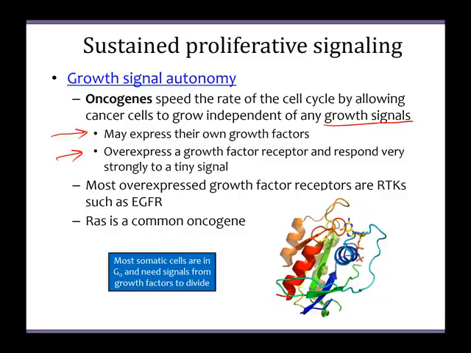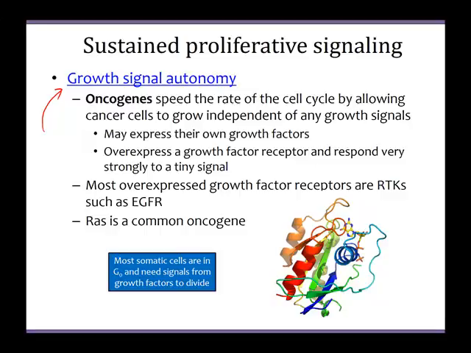Because of this, cancer cells do not need any external signal to keep growing. So we often say that they have growth signal autonomy. Autonomy means you get to decide for yourself. So they get to grow pretty much whenever they want.